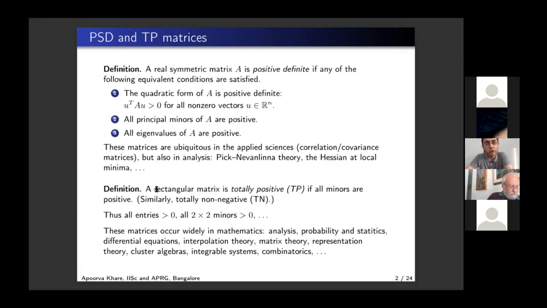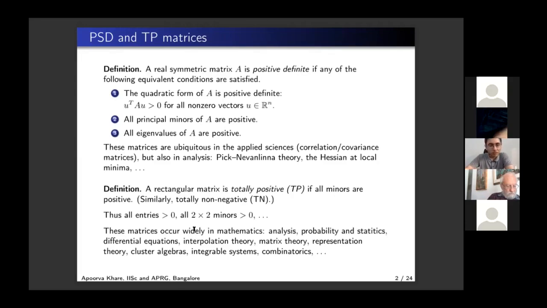Now the matrices need not be square. They can be rectangular. It's just that every single minor should be positive. Not just the principal ones, but you choose 5 rows from any positions, 5 columns from any other positions, and that 5 by 5 determinant should be positive. Similarly, if all the minors are non-negative, you call it a TN matrix. So for a TP, or totally positive matrix, all the entries are positive, all the 2 by 2 minors are positive, and so on and so forth. And that's why the matrix can be rectangular, because I don't care about principal minors.